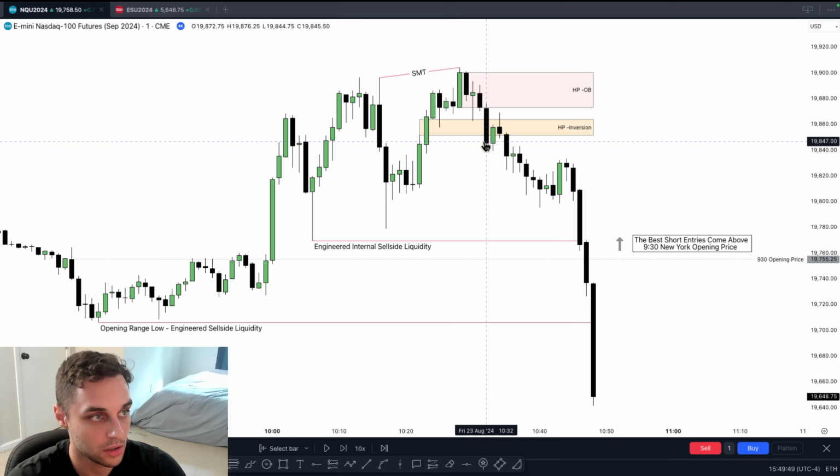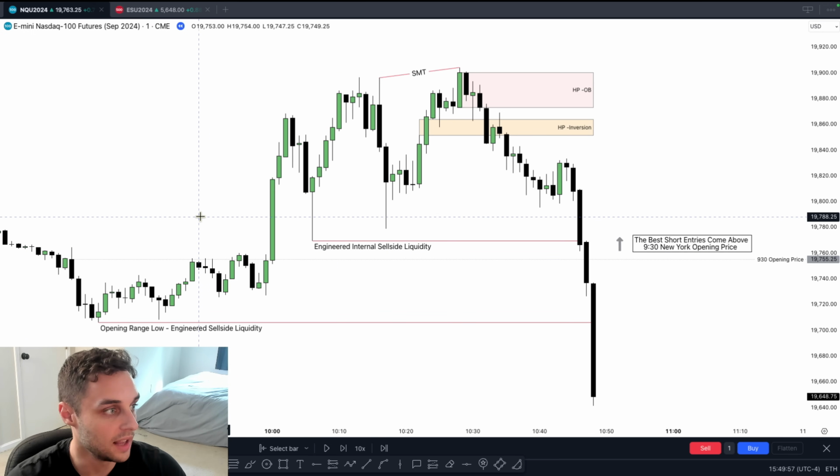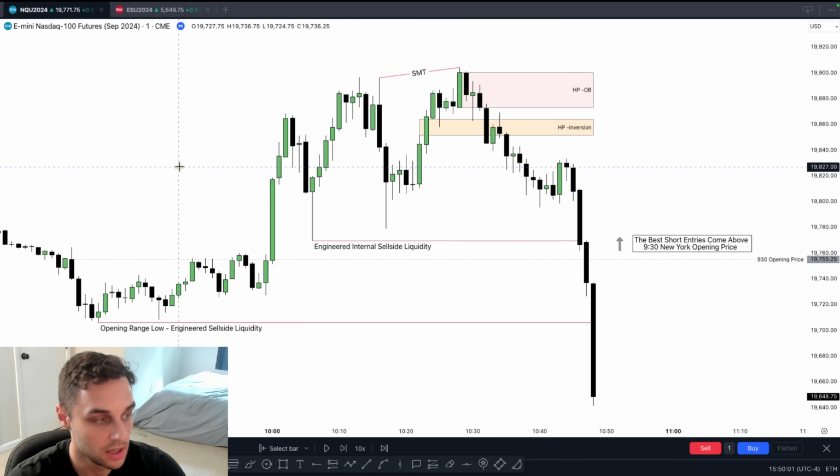What do we see here? Close below it. Look how it comes back up into it. Yes, it wicks above and then expands lower to the engineered internal sell side liquidity and the engineered sell side liquidity, which is also, as we mentioned, the opening range low, which is what we want to see in relation to those session lows, as much built up liquidity near them as we can.